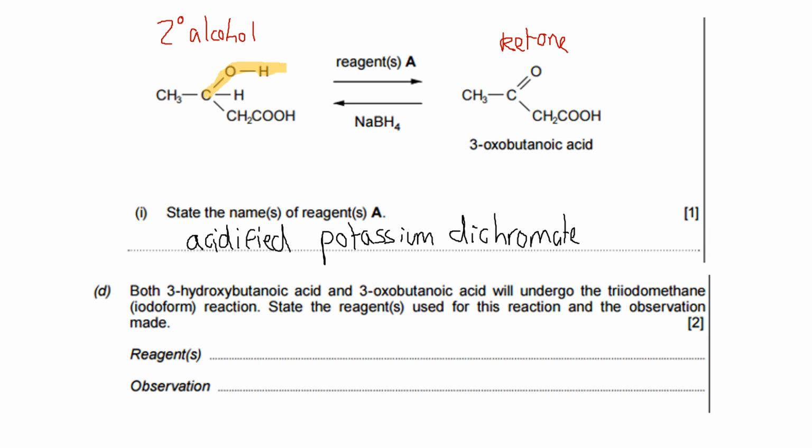And then it says both 3-hydroxybutanoic acid and 3-oxobutanoic acid will undergo the triiodomethane reaction, which is sometimes called the iodoform reaction, sometimes it's called the haloform reaction. State the reagent used for this reaction and the observations made. So you need two reagents for this reaction. It's the test for a methyl ketone, or something that can be oxidized to a methyl ketone. So you'd need sodium hydroxide and iodine as your two reagents. And the observation is a yellow precipitate.